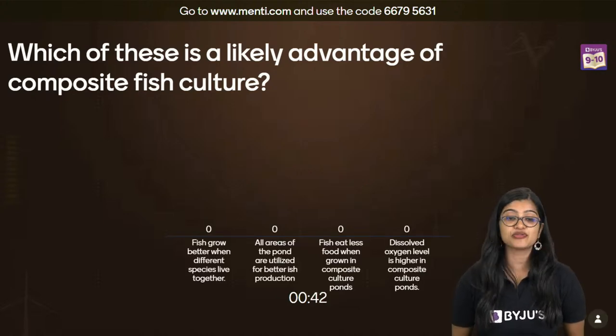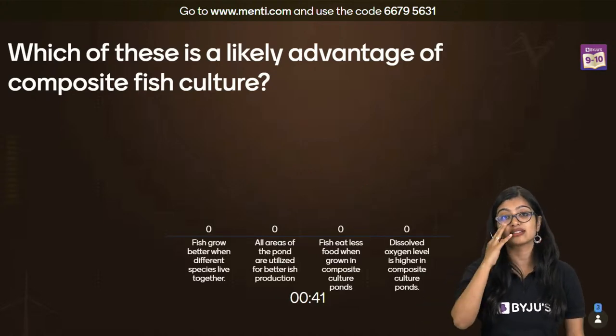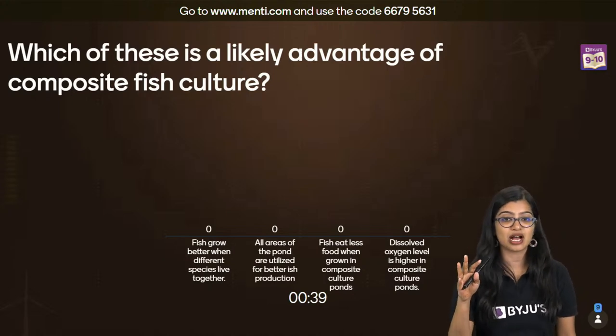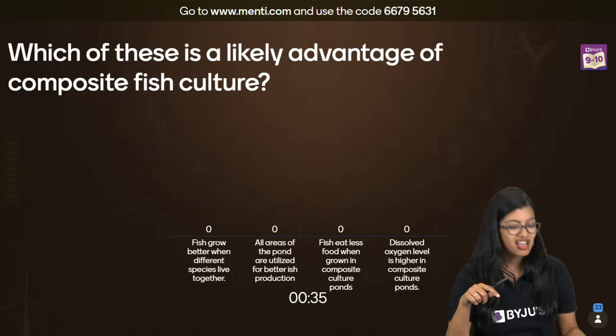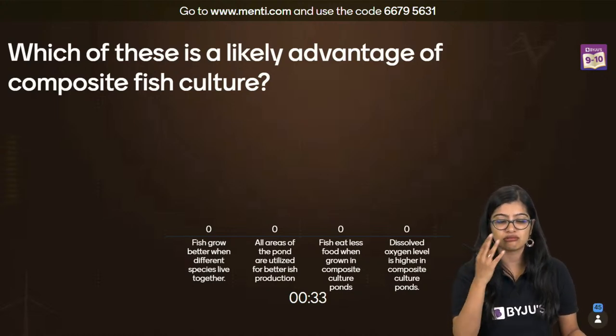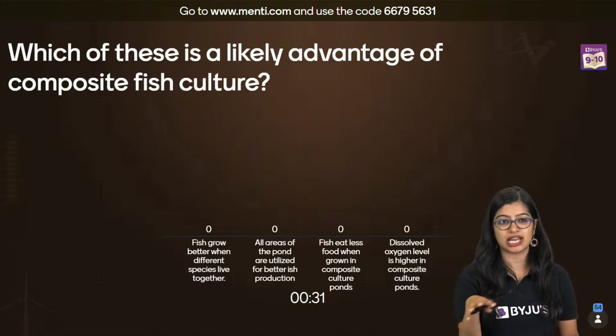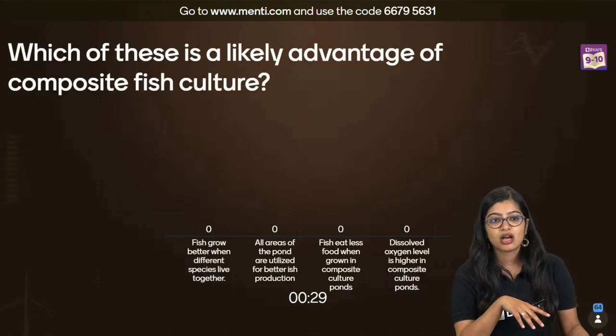So you have four options from which you need to identify the correct answer. To be honest, I've already given you the answer for this when I was explaining it earlier. Another half an hour, that's all. We have only 10 more questions left, so we'll wind it up soon.